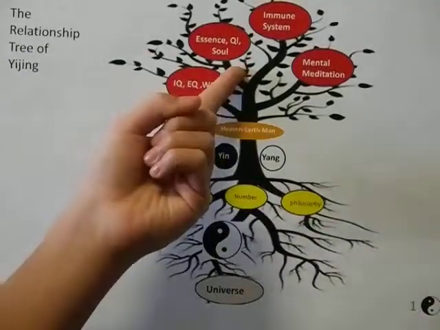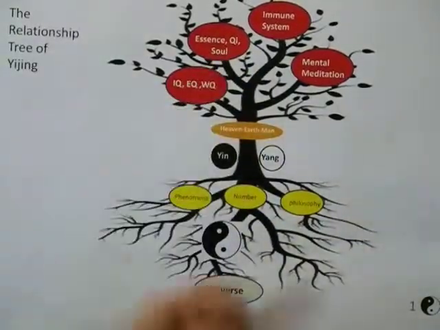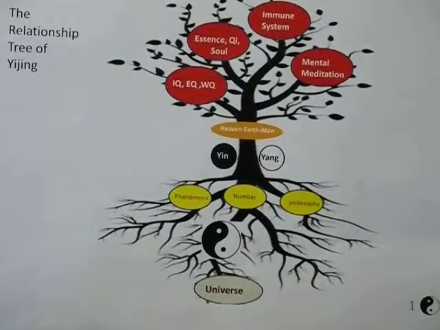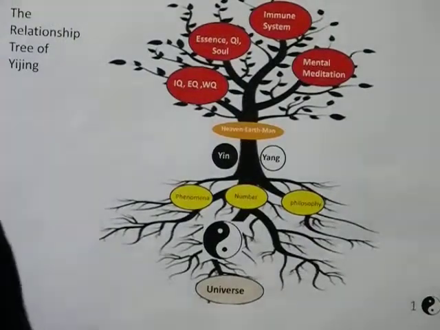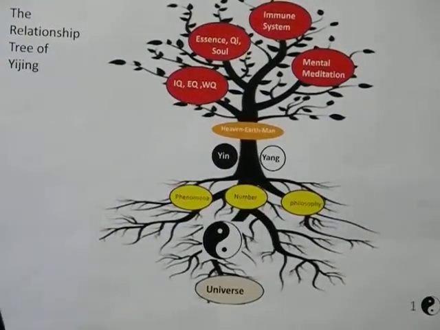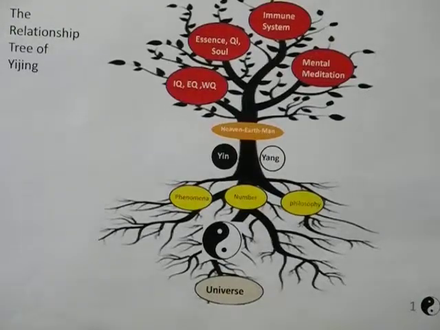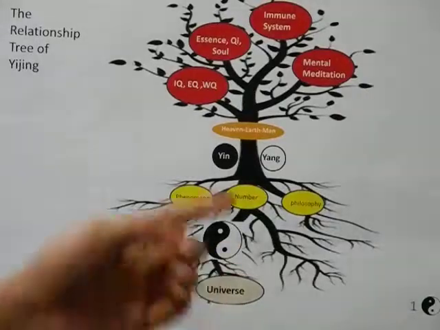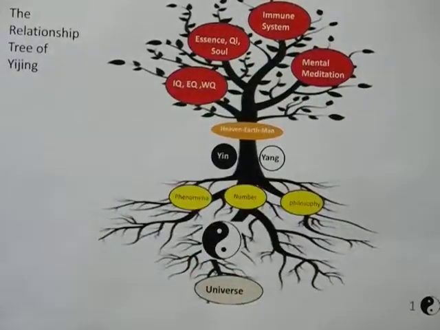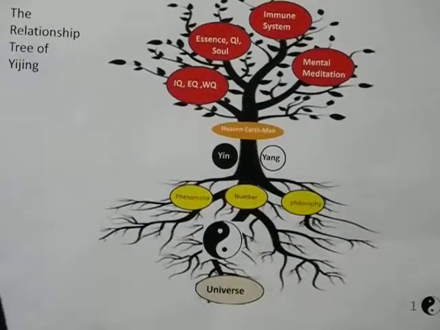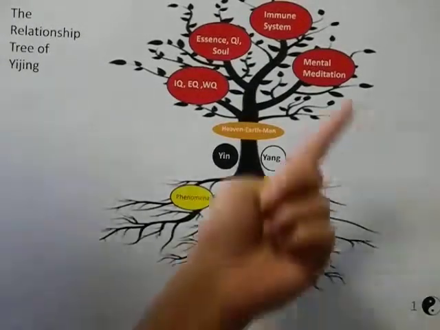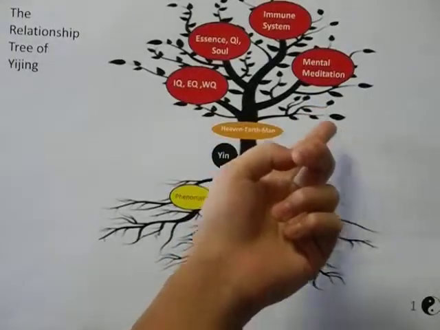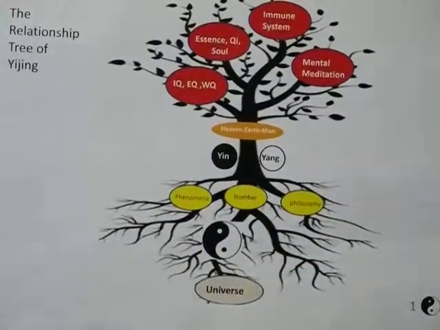Then we have the second application: essence, chi, and soul. It's part of cultivation. So the two major applications that the Book of Changes gives us are knowledge or wisdom, and also cultivation. Here we have the immune system, like the white blood cells, except we have a different immune system. We're going to approach that in later episodes. And we also have mental meditation. This is a very important concept to remember, but not yet to understand because it's very complicated.